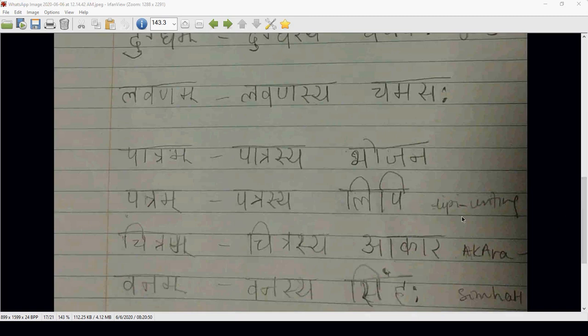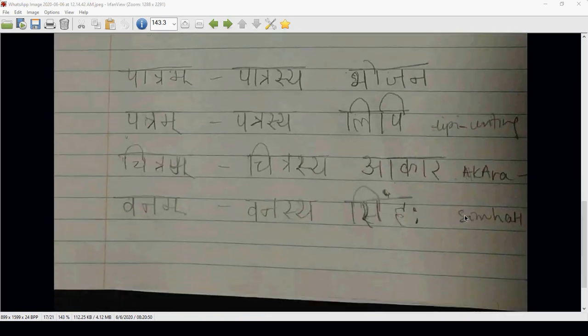Next. Chitram. Chitrasya akara. So, Veena, what is the akara? Size. I wanted to say size. The size of the picture. Akashaha. Is it? Akaraha or akashaha? No, she has used a new word. Akaraha means the shape. Size. Okay. It was size in the dictionary. Size or shape. Chitrasya akara is used in the dictionary. It's fine.